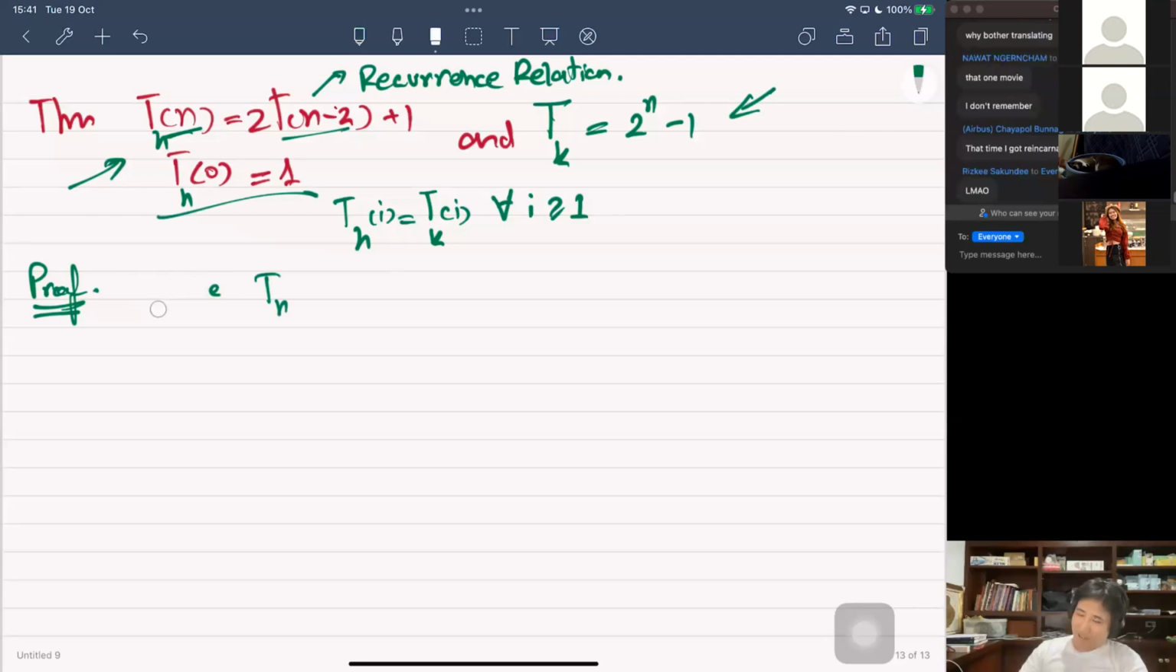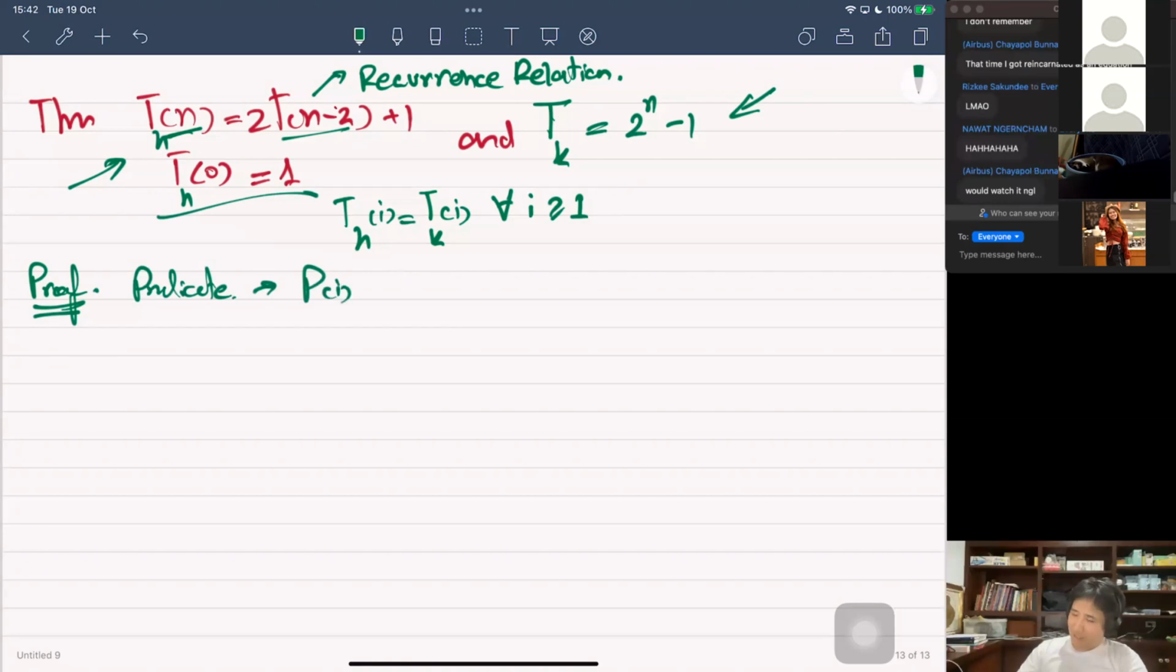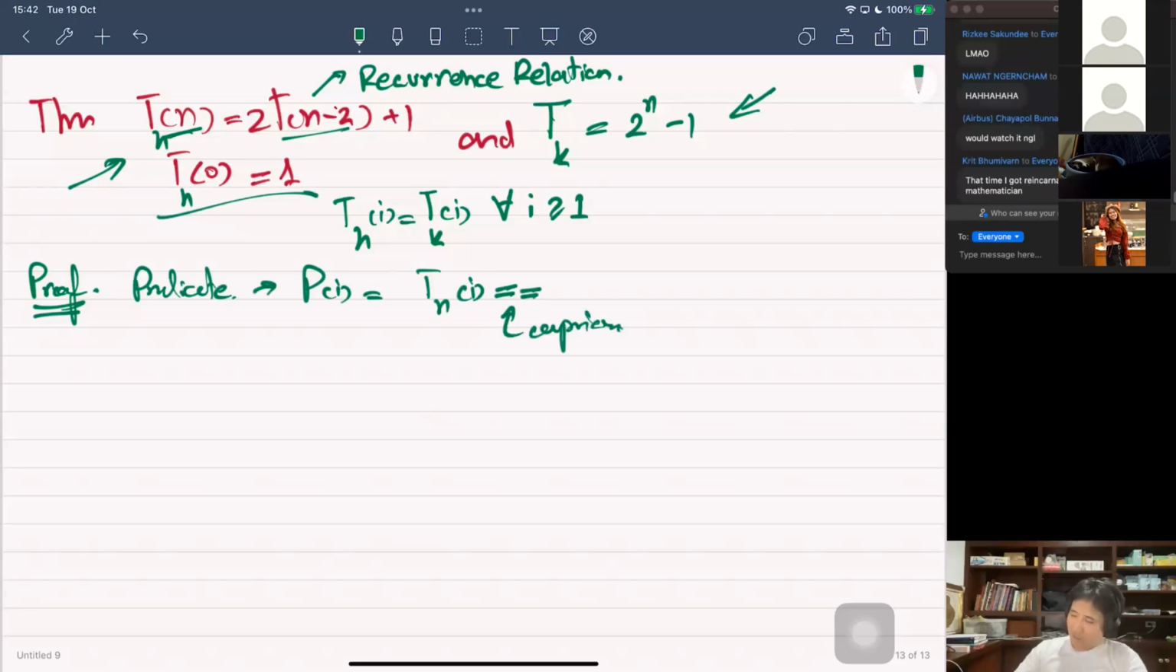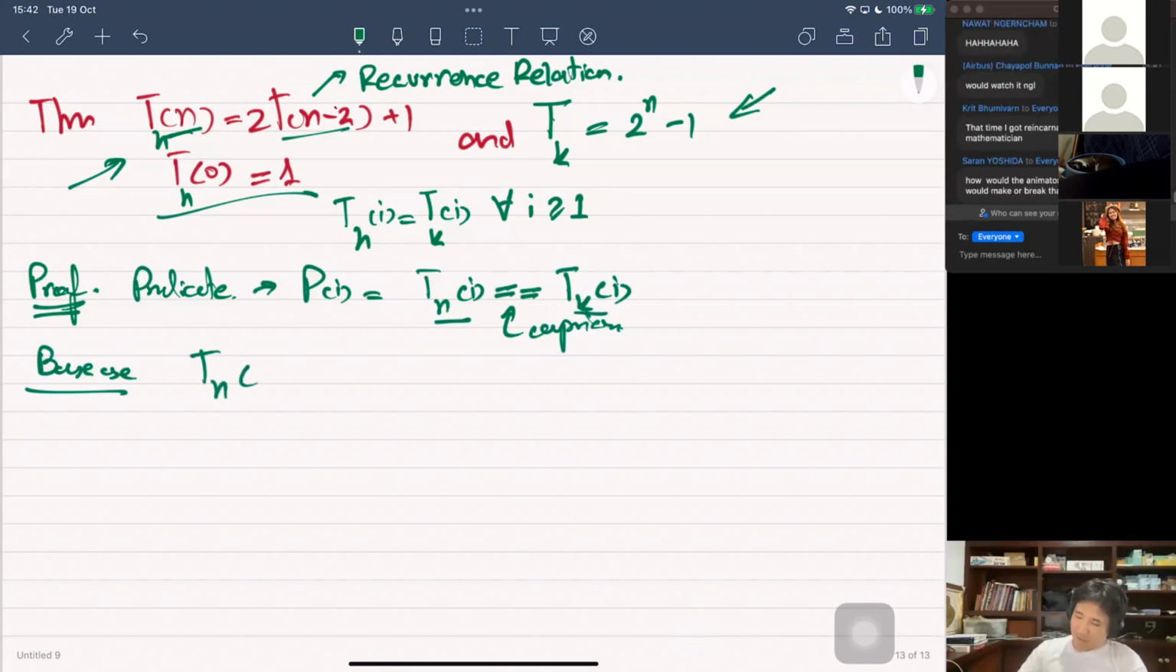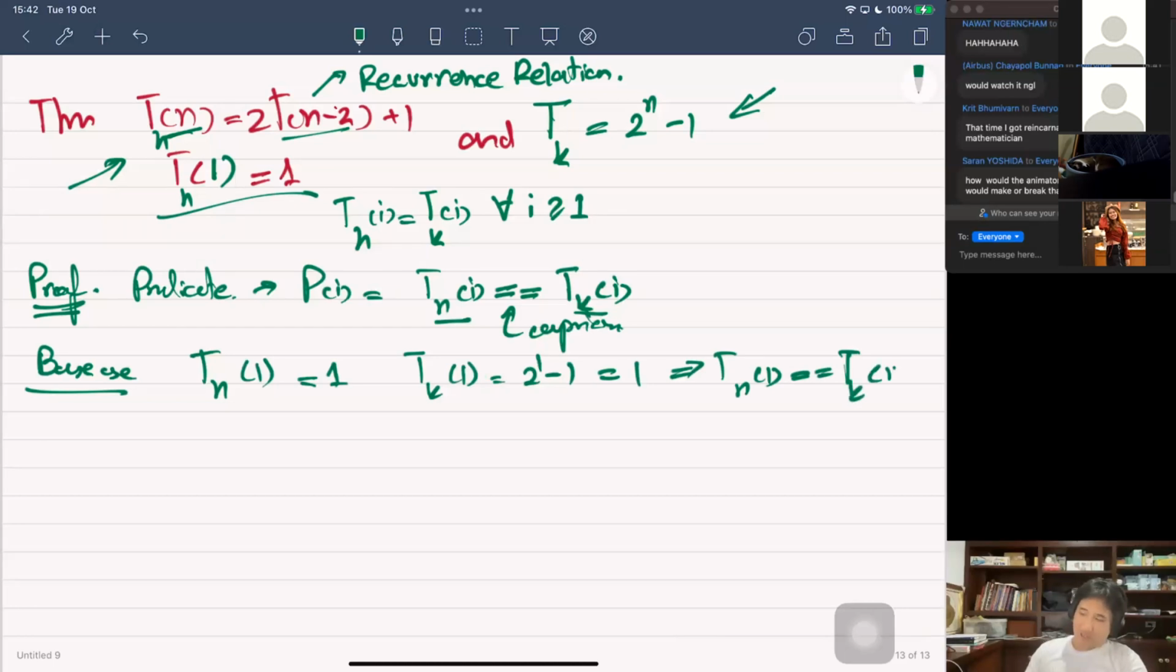Wait. Let's get the predicate first. The predicate says the following: P of I is to check whether T of H of I is equal, note the double equal, this is comparison, to T of K of I. And the base case would be easy. That means I need to check the base case for each one of them. T of H of 1 equals 1 and T of K of 1 is equal to 1 by definition. Sorry, it's T of 1, not T of 0. T of 1 is 2 to the 1 minus 1, which is 1. And that means T of H of 1 is equal to T of K of 1. And then we are done with the base case.